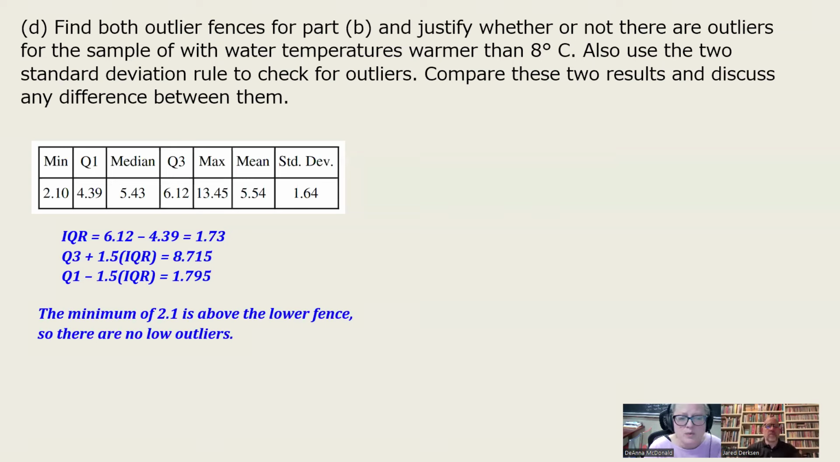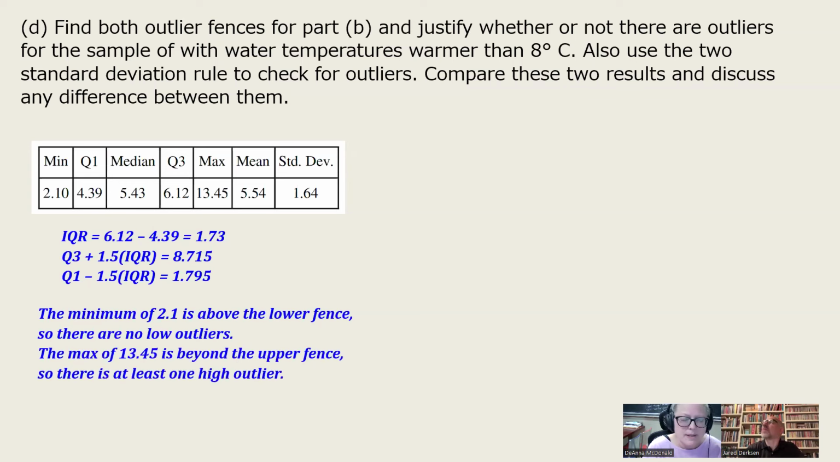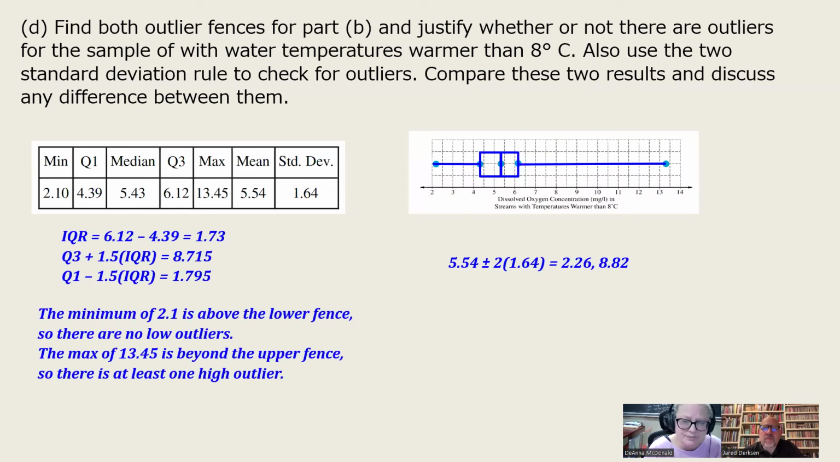So the minimum of 2.1 is above the lower fence. So there are no low outliers in this distribution. But the maximum of 13.45 is beyond the upper fence. So there's, and this is important, at least one. I don't know if there's any more, but I know there's at least that one. So now I'm going to go for the 2 standard deviation rule. I'm going to take the mean and I'm going to add and subtract 2 standard deviations to get new boundaries. So these are my new boundaries, 2.26 and 8.82.